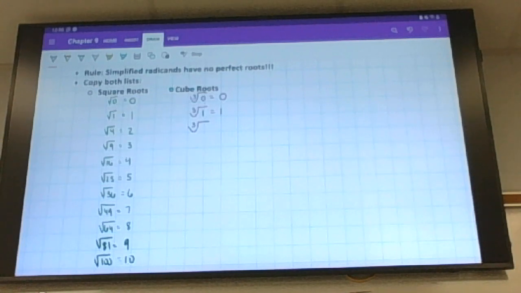Alright, here's your powers of 3. These things are called perfect cubes. These are the numbers that we want to include in our list of cube roots. Okay?